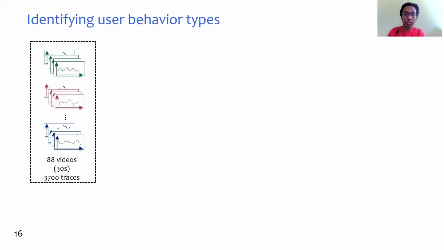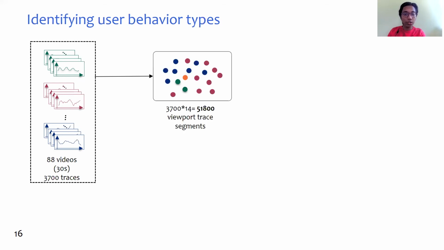So the aggregated dataset contains 88 videos, 3,700 viewport traces, and over 51,000 total viewport trace segments, irrespective of the video or the time that it belongs to. Given the size of the dataset, we make an assumption that these viewport trace segments can adequately represent all possible short-term user behaviors induced by 360 videos.